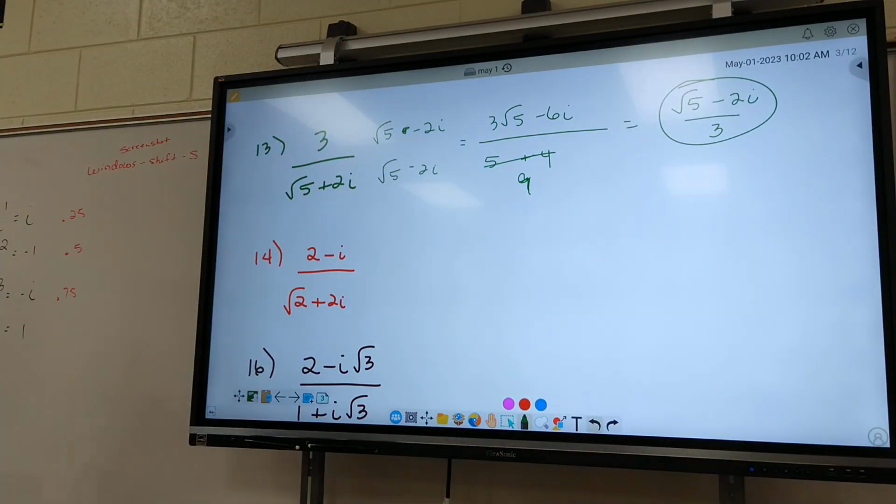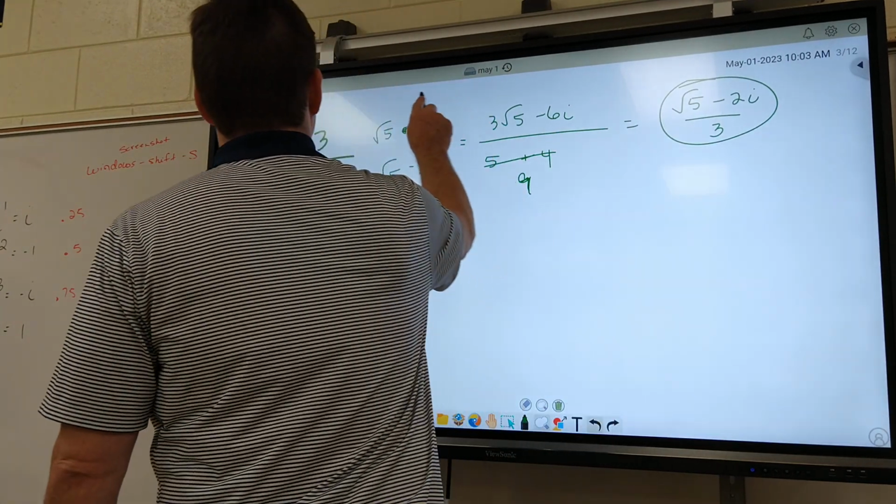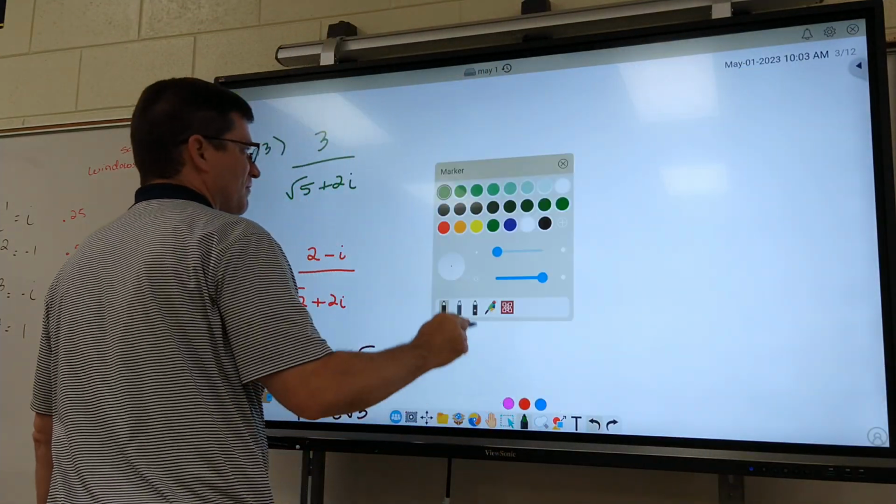All right, so that's what I got on 13. We good? All right, 14 looks kind of tricky. Has anybody tried 14? I've tried it, but I can't simplify it. Is it a mess? I'm simplifying the top of it. All right, well, let's look at 14.